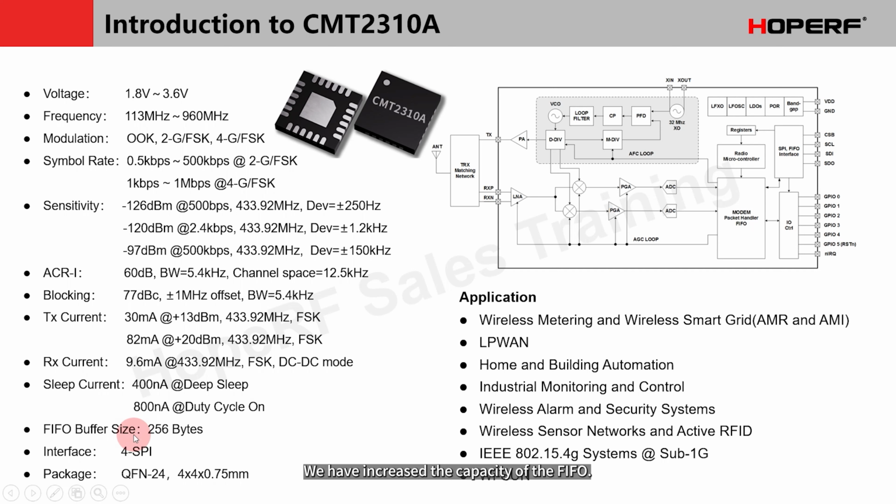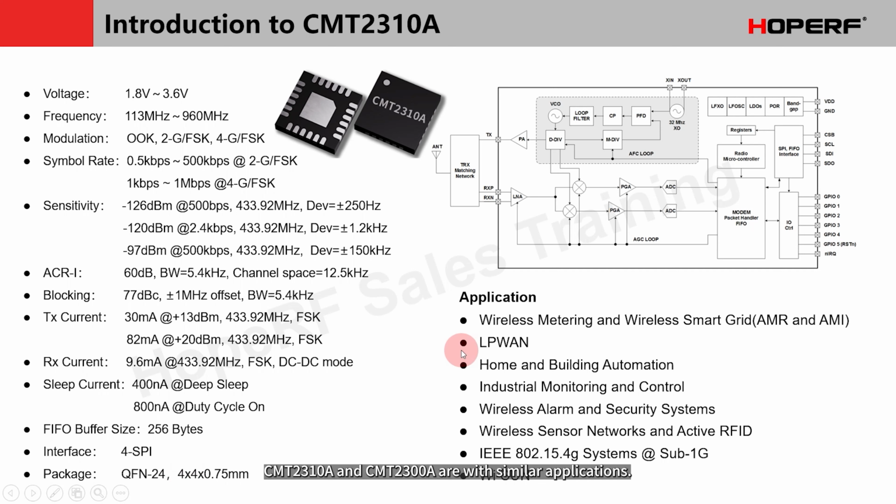We have increased the capacity of the FIFO from 64 bytes to 256 bytes. The interface has also been changed to the standard 4-wire SPI, for easier use by everyone. In terms of packaging, due to the iterative upgrade of the chip, its size is slightly larger. A QFN24 package is required, with dimensions of 4 mm*4 mm.